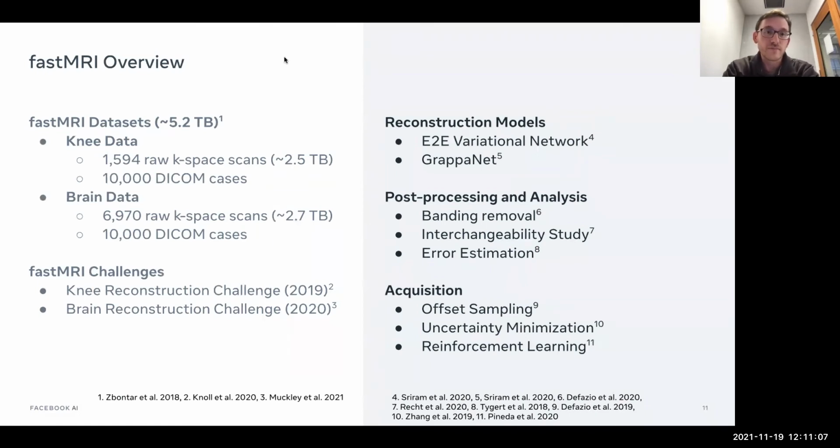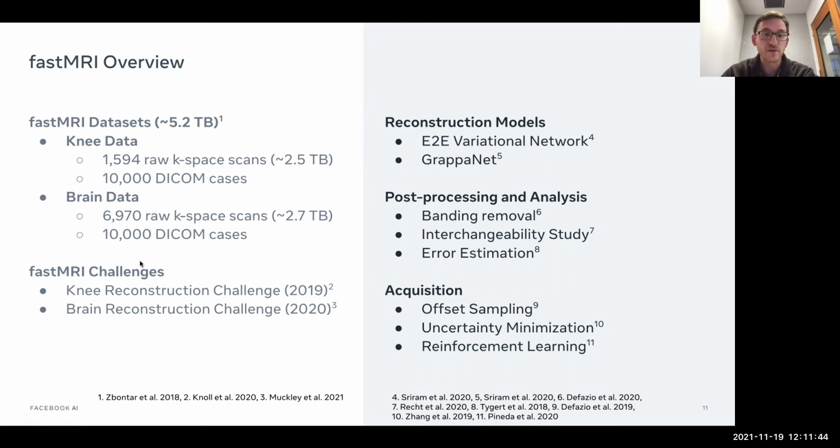The overall collaboration covered several different areas. Probably the most famous in the community is the release of the fastMRI dataset. The fastMRI dataset is about a 5.2 terabyte dataset of raw k-space data. It has two subcomponents. One is the knee data, another one is the brain data. Each one of these is about 2.5 to 2.7 terabytes after you decompress them on your hard drive. Also associated with each one are 10,000 DICOM cases. To my knowledge, this is still the largest raw k-space dataset in the MRI community.